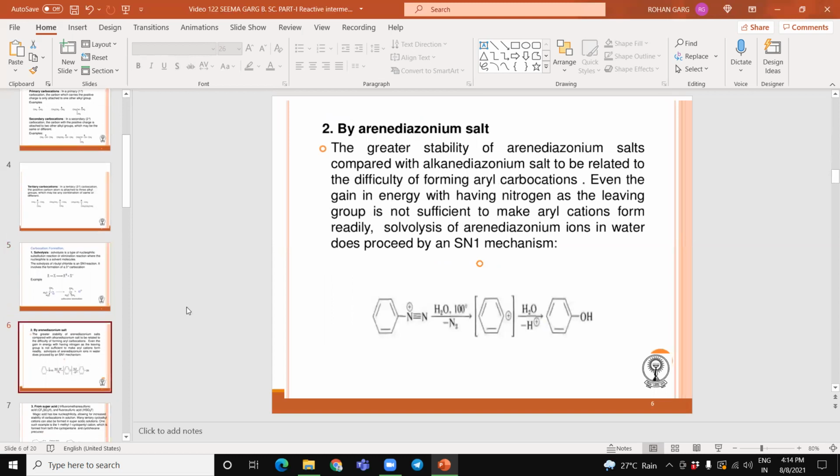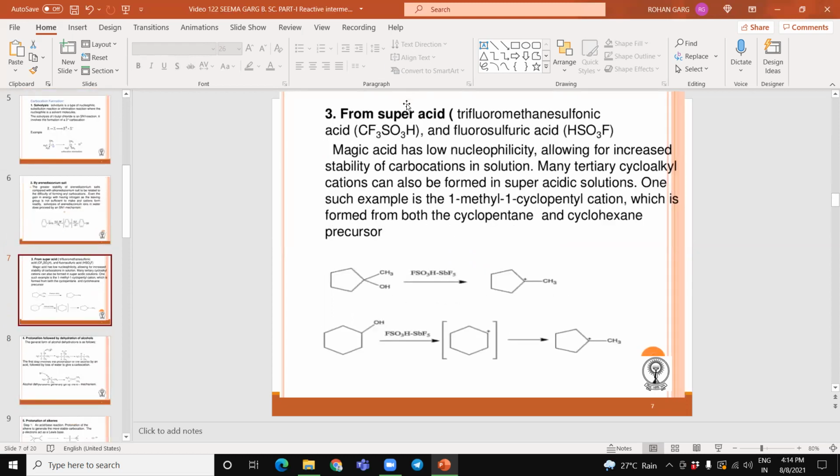By arenediazonium salt, see here, this is the diazonium salt, SN1 reaction. It forms carbocation intermediate. From superacids, also we can obtain carbocation. These are the examples of superacids, trifluoromethanesulfonic acid and fluorosulfonic acid.